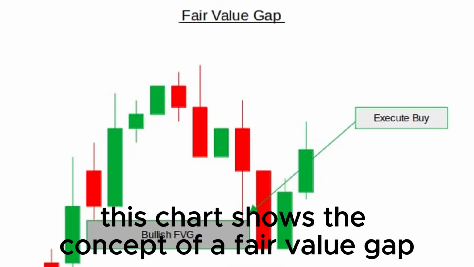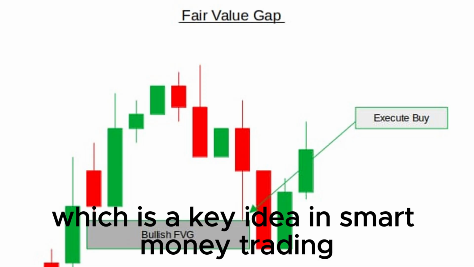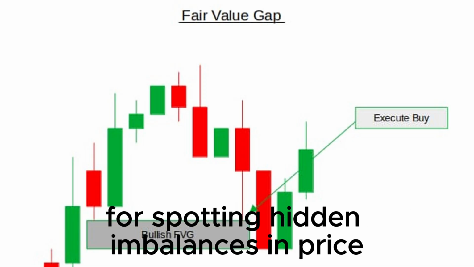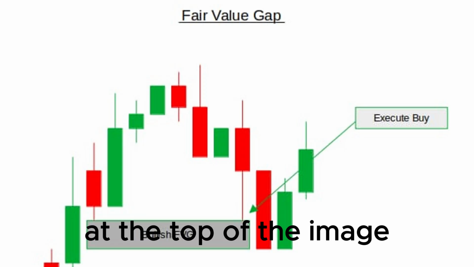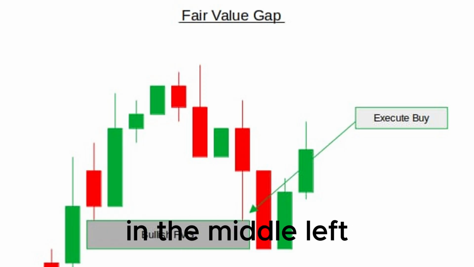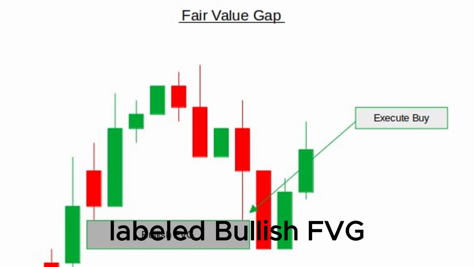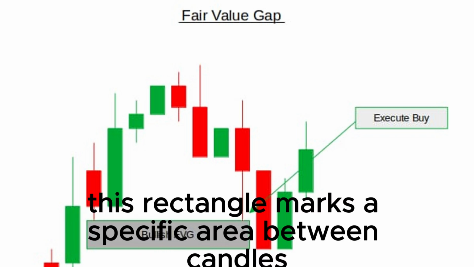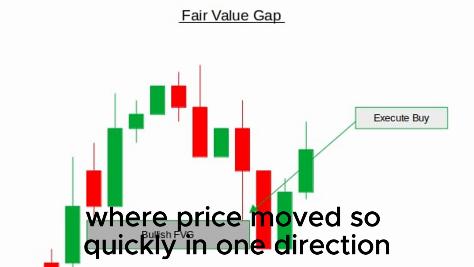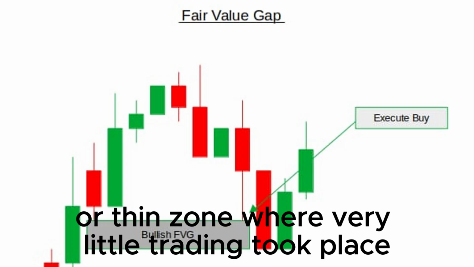This chart shows the concept of a fair value gap, often abbreviated as FVG, which is a key idea in smart money trading for spotting hidden imbalances in price. At the top of the image, the title Fair Value Gap sets the theme. In the middle left, you can see a highlighted gray rectangle, labeled Bullish FVG. This rectangle marks a specific area between candles, where price moved so quickly in one direction that it left behind a gap or thin zone, where very little trading took place.